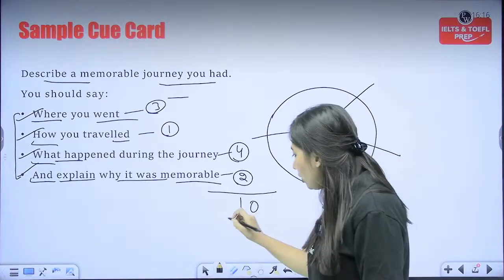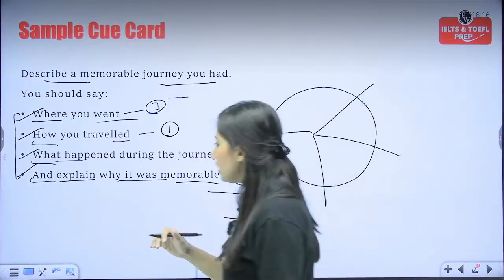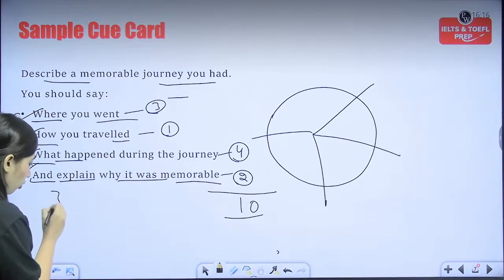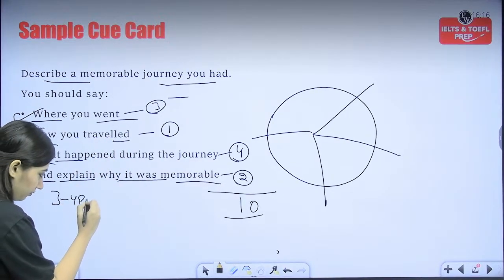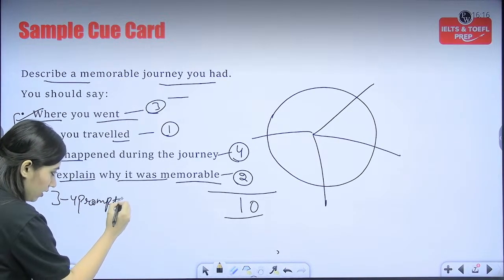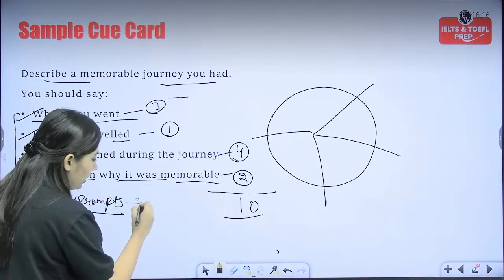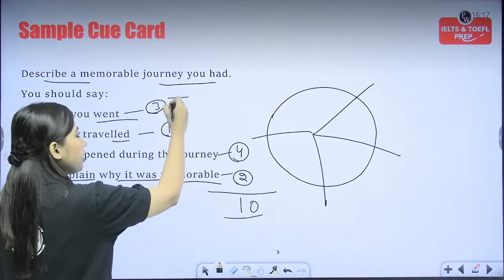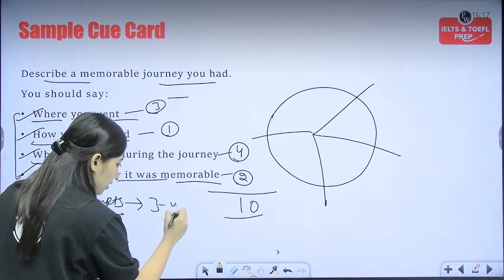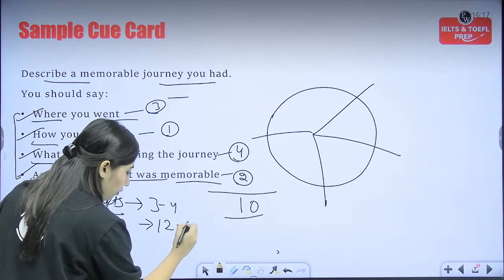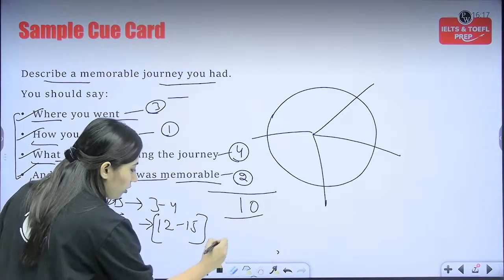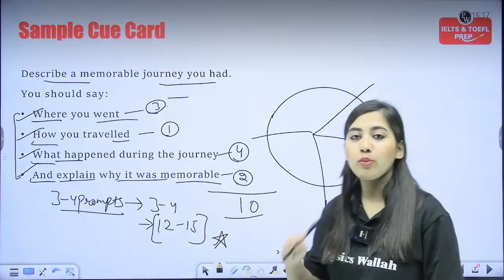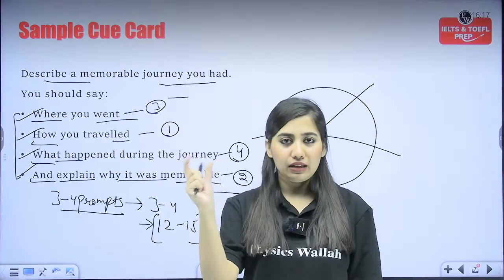Now, if in total I have 10, what should be the ideal range? Let me tell you. On average, you will have 3 to 4 prompts, questions you will have. If we are sure about 3 to 4 prompts, and for each prompt the ideal pointers should be 3 to 4 only, the total comes out to be 12 to 15 points. This should always be my ideal range. Always have 12 to 15 points in place as an ideal parameter.